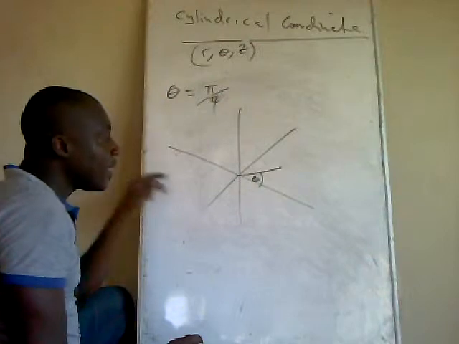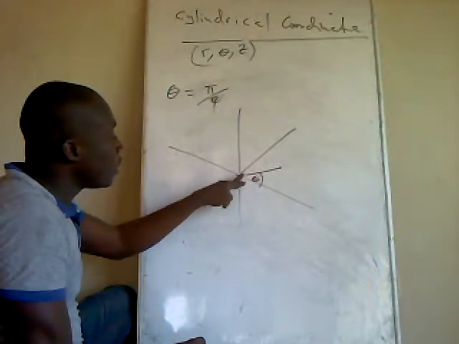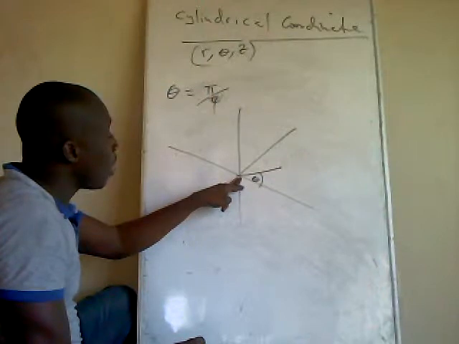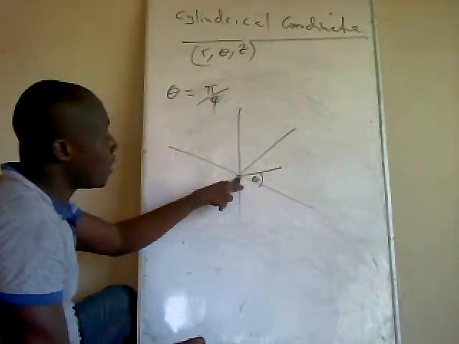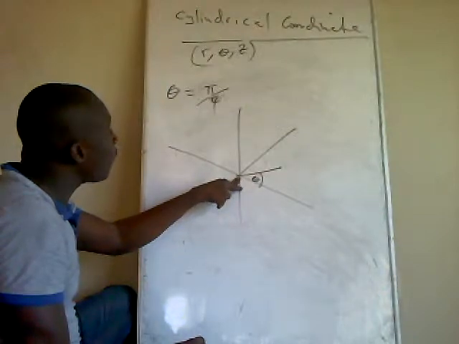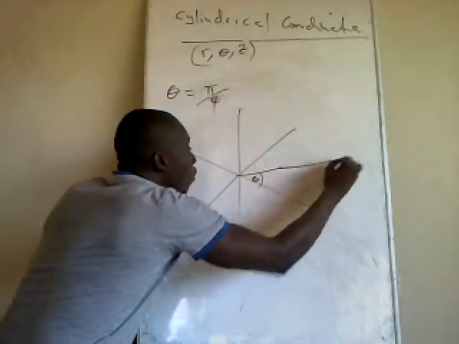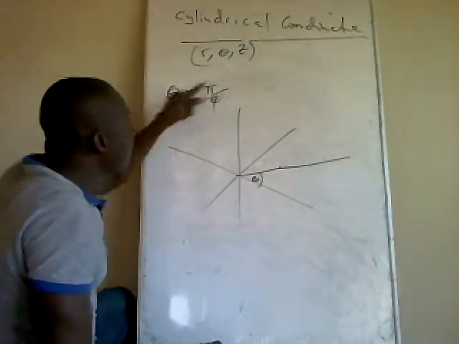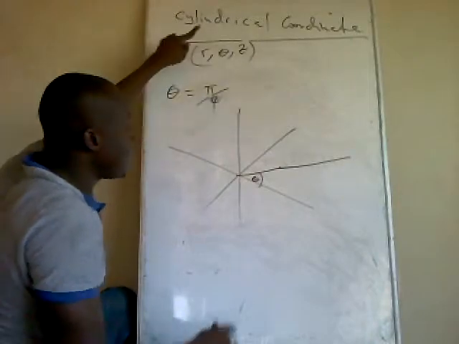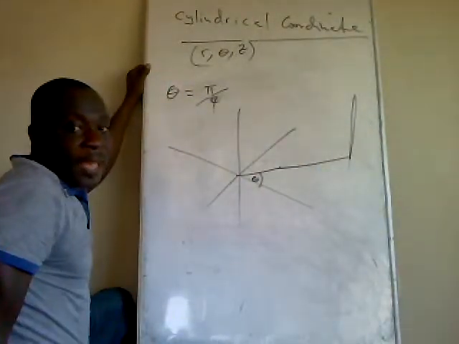And what is r? The distance between our projected point and our origin. But because I've not defined r, it means my distance can go to infinity. If I give this distance a height, I'm also defining z. Then I get a plane.